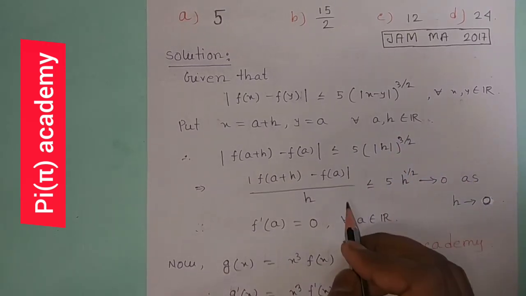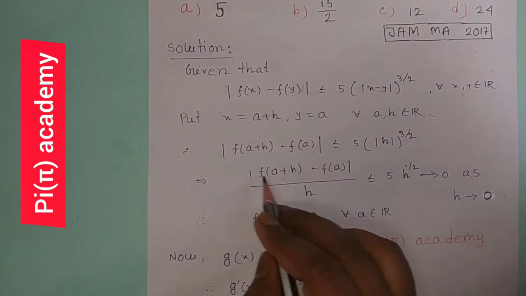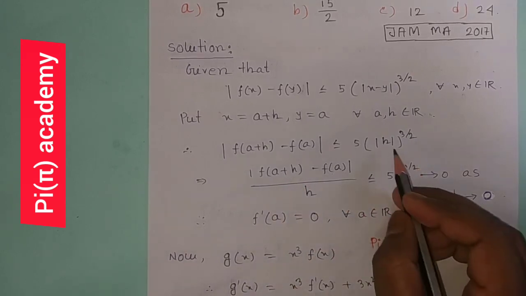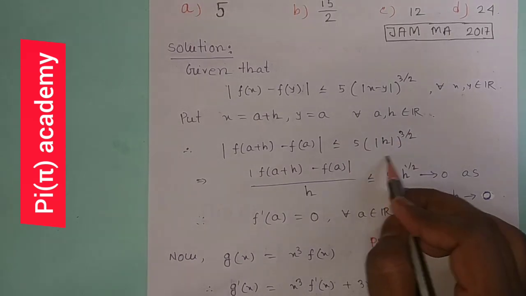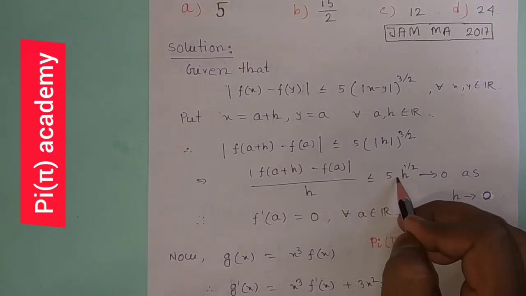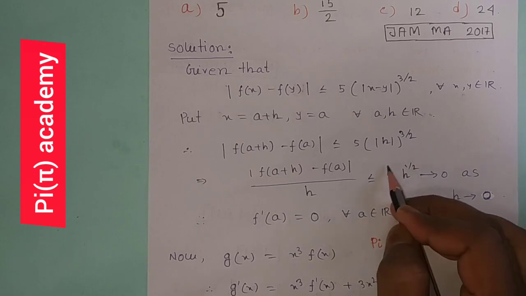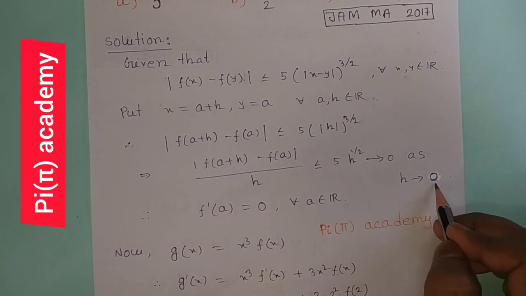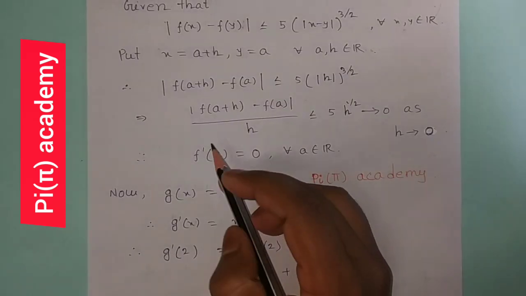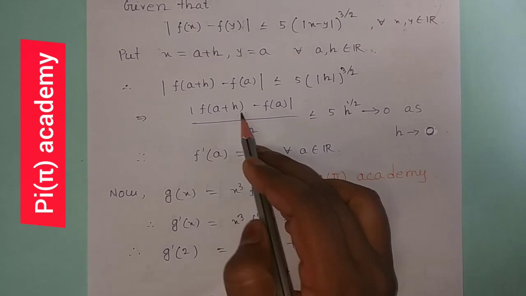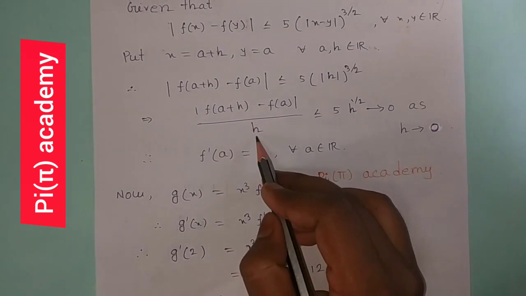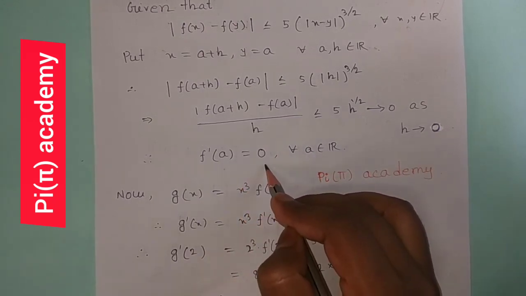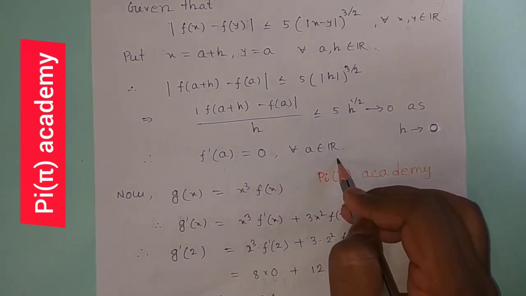Since h is positive, therefore mod f of a plus h minus f of a by h, if we divide this by h, then we get 5 into h to the power half. This also tends to 0 as h tends to 0. Now the limit of f of a plus h minus f of a divided by h, that is the definition of f dash a, and this is equal to 0 for all a belongs to R.